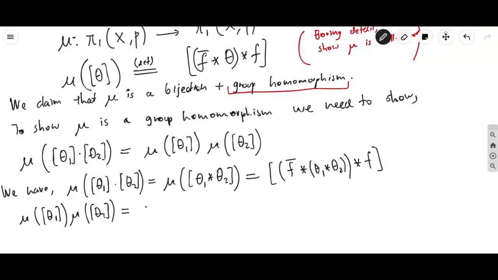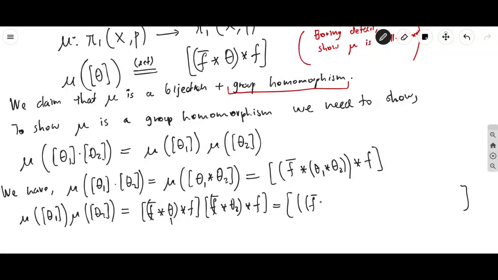This would be f theta juxtapose f, and this one would be f juxtapose, this is theta 1, theta 2 juxtapose f. But now, because this is a closed loop and that is a closed loop, we can now put them together into this larger bracket, and we would have, that's quite a lot of brackets. So we have this one, and then we have this one.